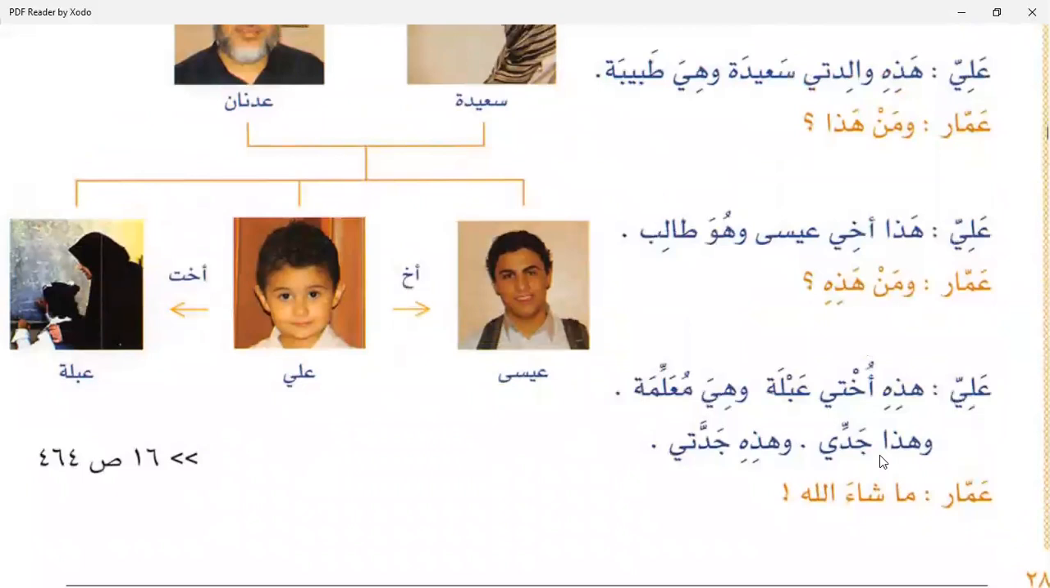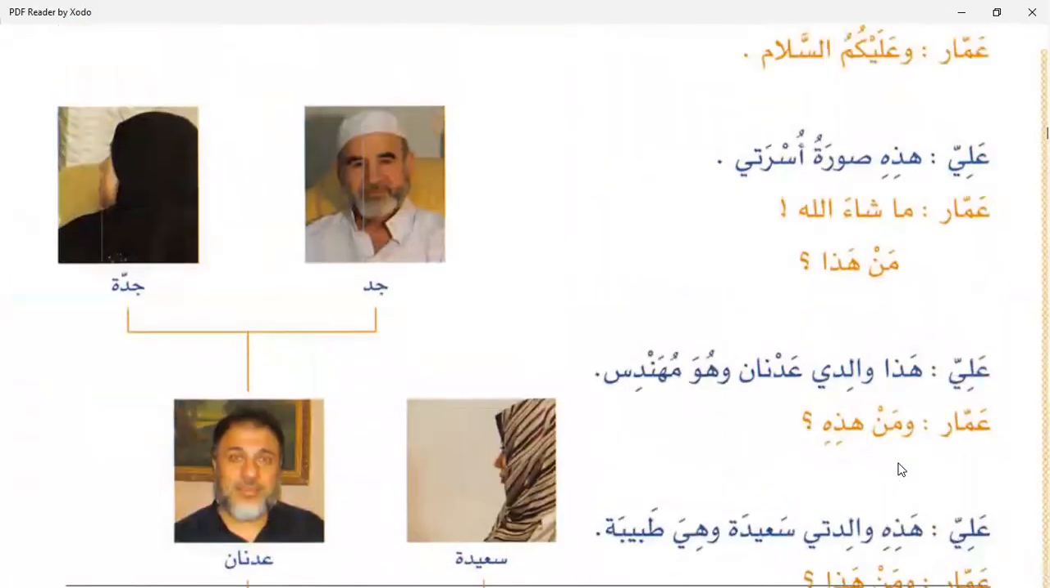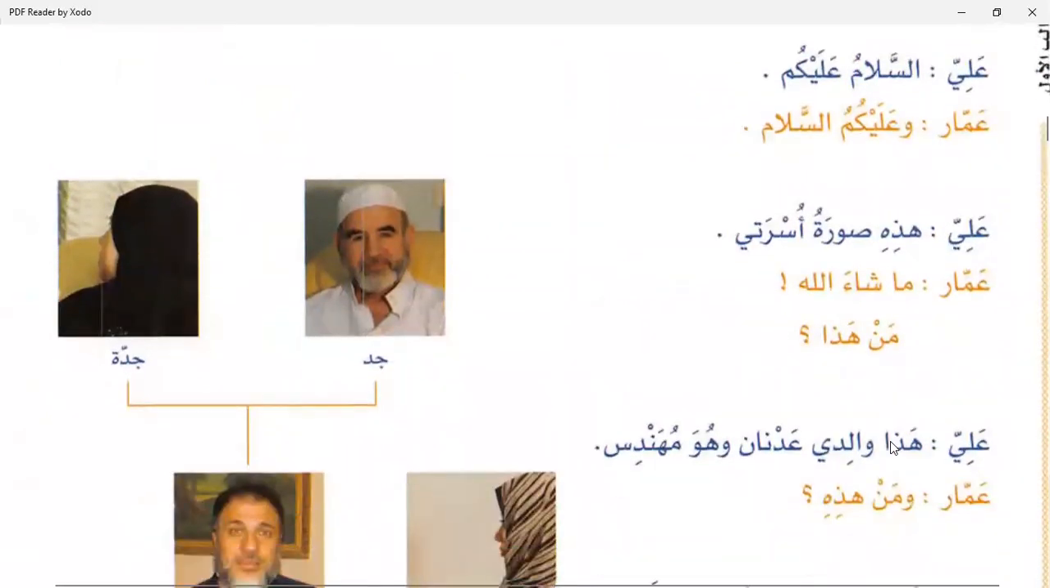Okay, now we need two more students, Miss Salwa and Miss Farah, but you will use the real names of your family. You will replace their names with your family names, and also you will use the real professions. So Miss Salwa, you are the first student, and Miss Farah, you are the second student.